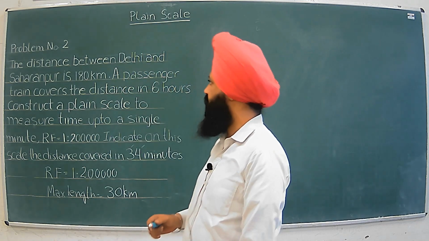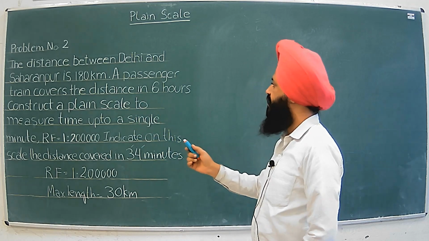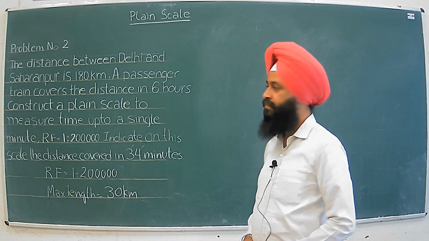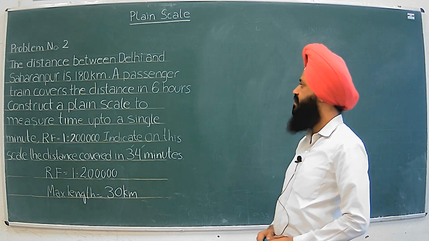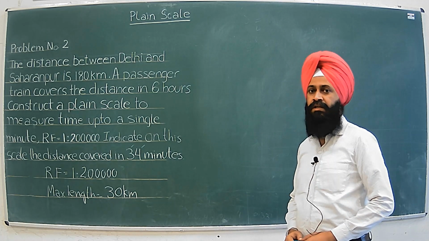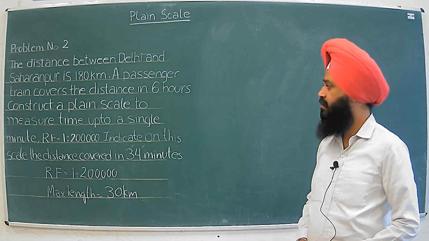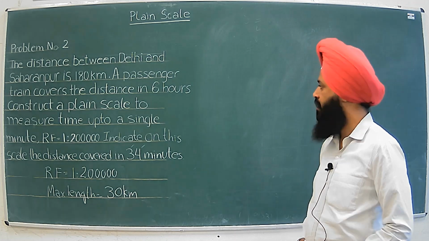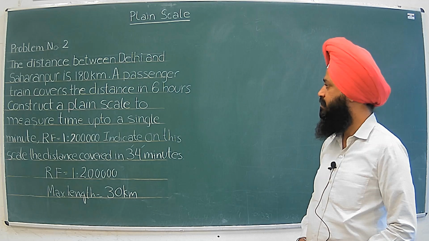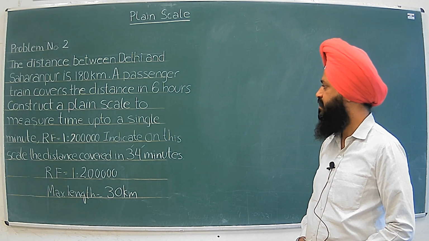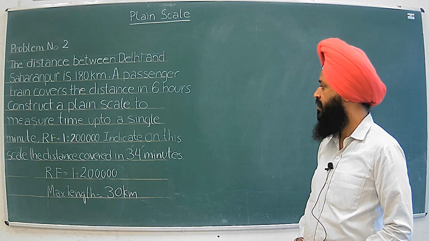Problem goes like this. The distance between Delhi and Saharanpur is 180 km. A passenger train covers the distance in 6 hours. Construct a plane scale to measure up to a single minute. RF is given. Indicate on this scale the distance covered in 34 minutes.